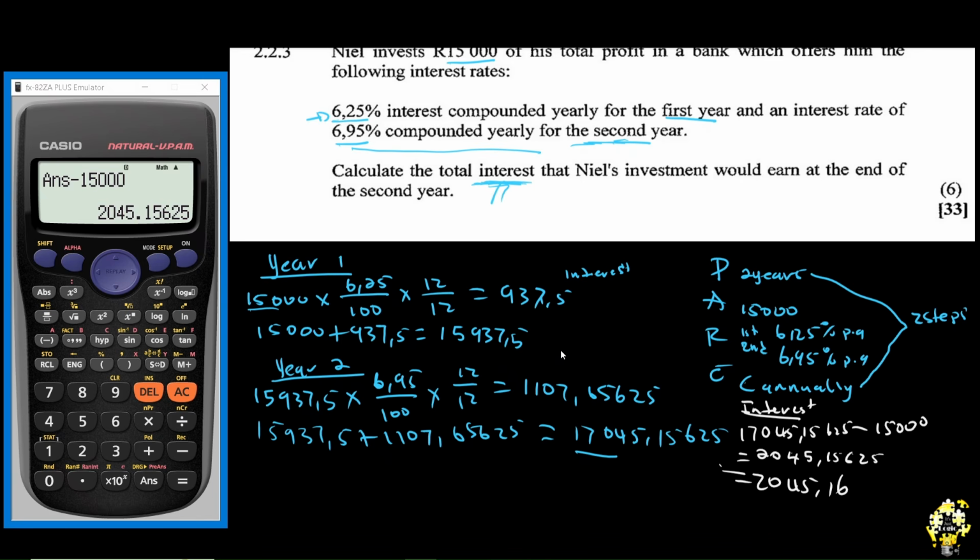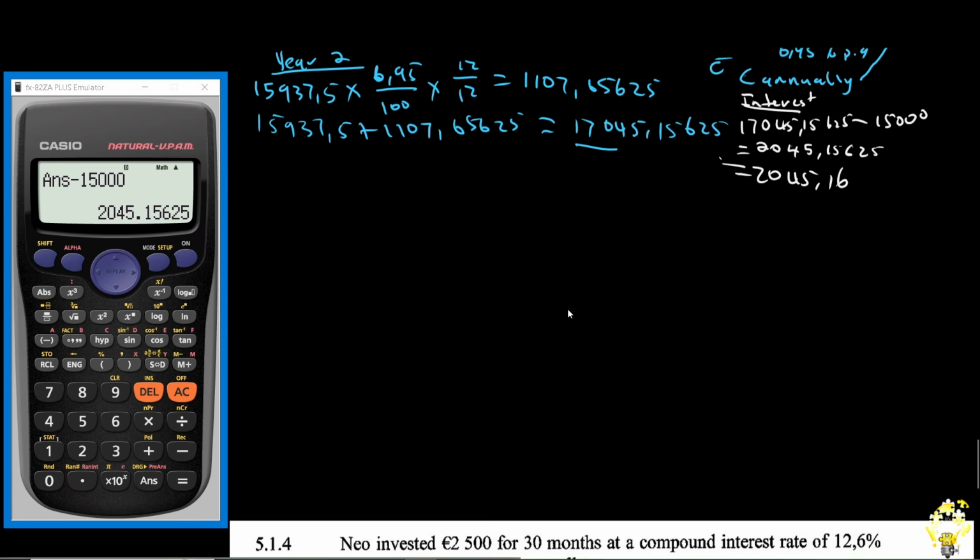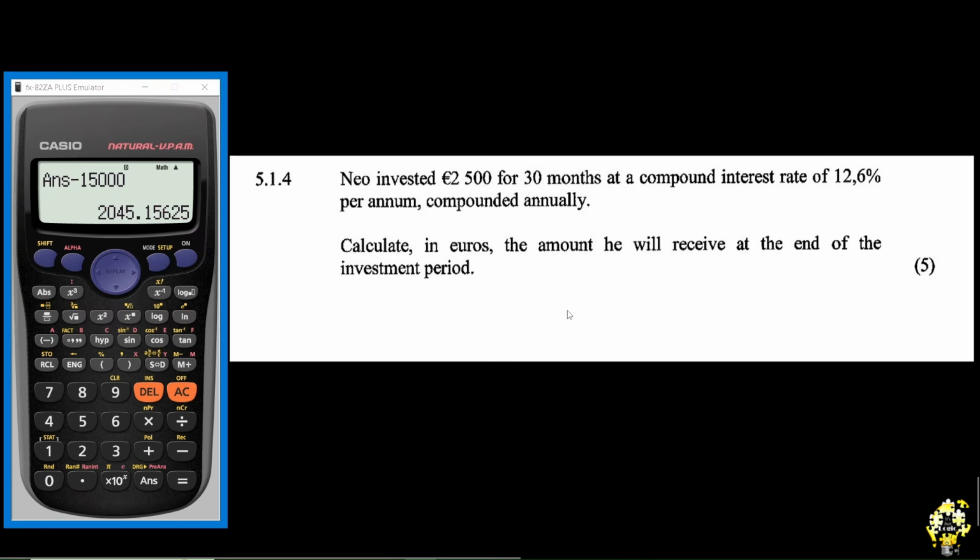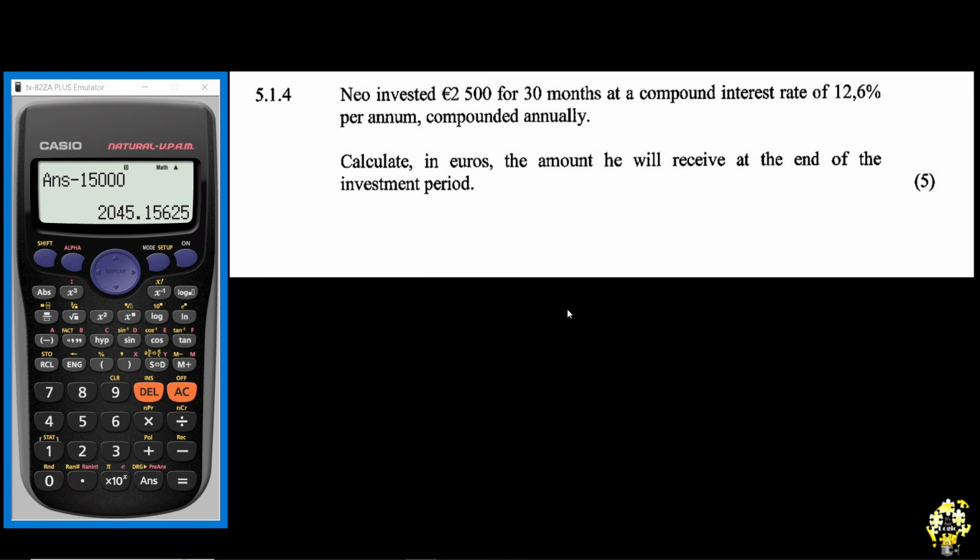Now, the last one. Is this the last one? Yes, this is the last one. This is indeed the last one. Neo invested 2,500 euros for 30 months at a compound interest rate of 12.6% per annum, compounded annually.